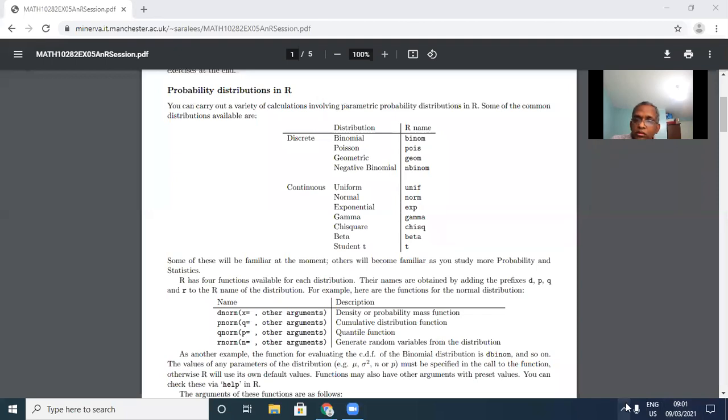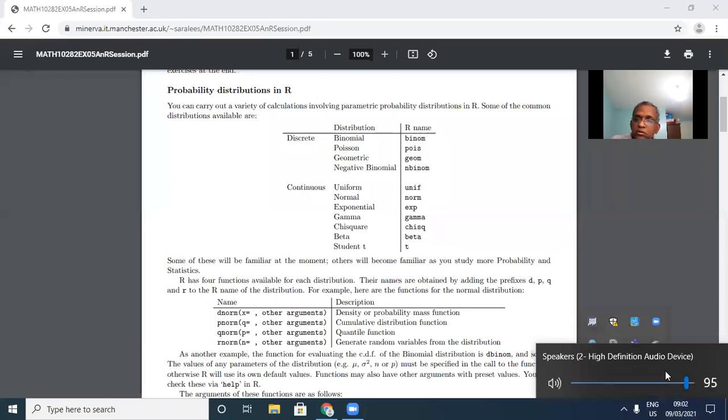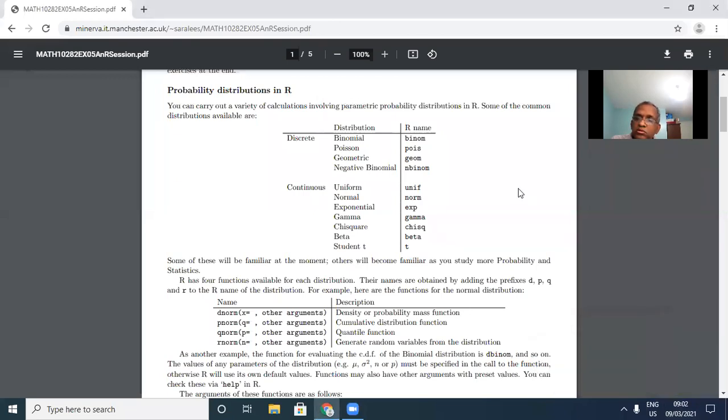Right? Now, for every distribution, there's an abbreviation in R. So, for example, the binomial is abbreviated as BINOM. The Poisson is abbreviated as POIS. The geometric is abbreviated as GEOM. The uniform is abbreviated as UNIF. Normal is abbreviated as NORM, and so on.